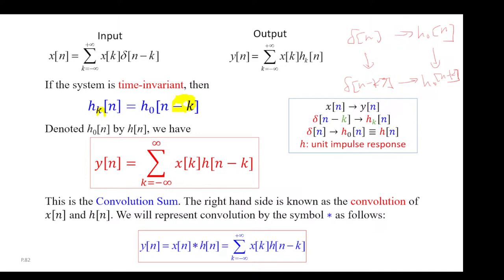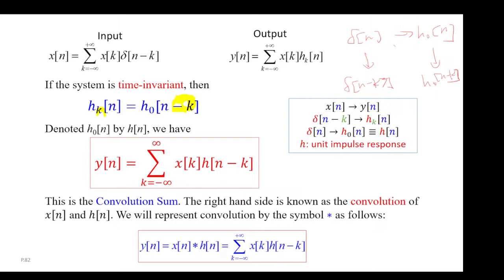And yeah, so we get this expression by going this way. Okay, so this is using time invariance. We see that if you go this way, it is h0 of n minus k, and that should be this.